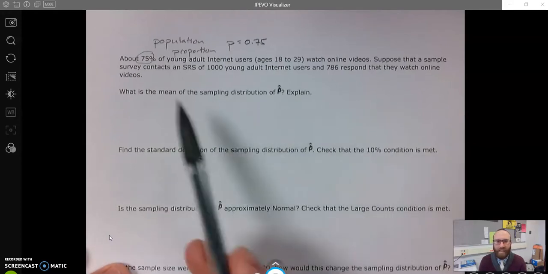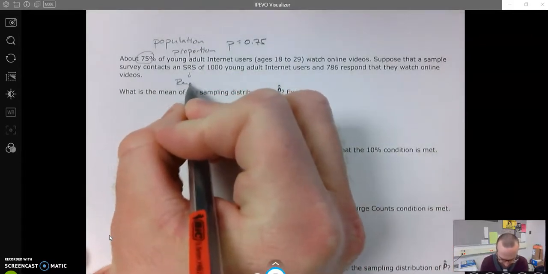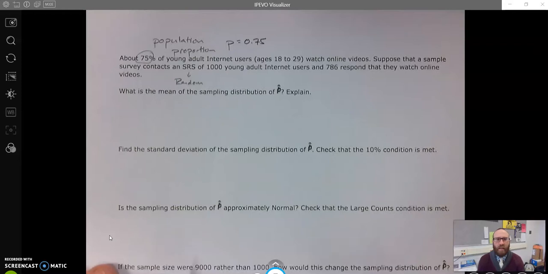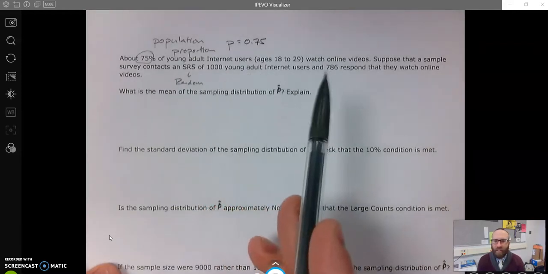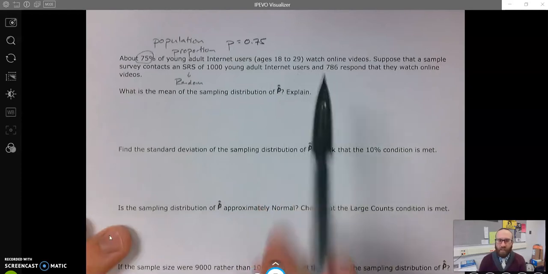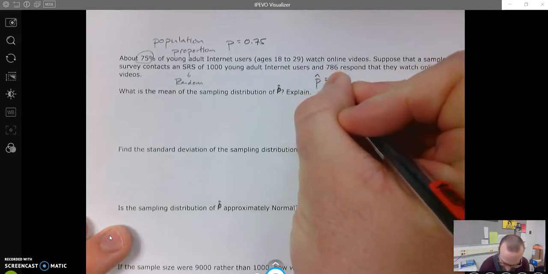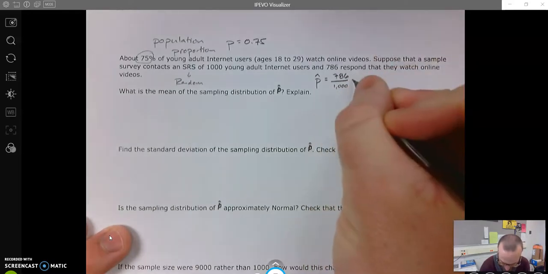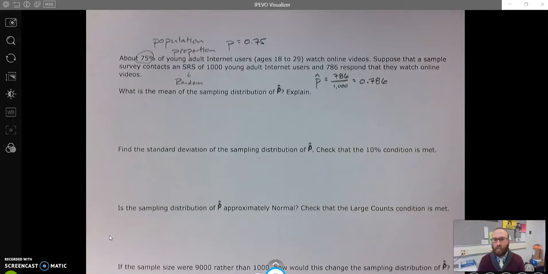So say that I take a sample, and it's going to be key here that this is a random sample that's going to meet our random condition. So we don't have to necessarily check that again because it's right here. Of 1,000 young adult internet users, 786 respond that they watch online videos. That 786 is going to become our p hat when we divide it by 1,000, and that's going to give us 0.786 as a sample proportion.